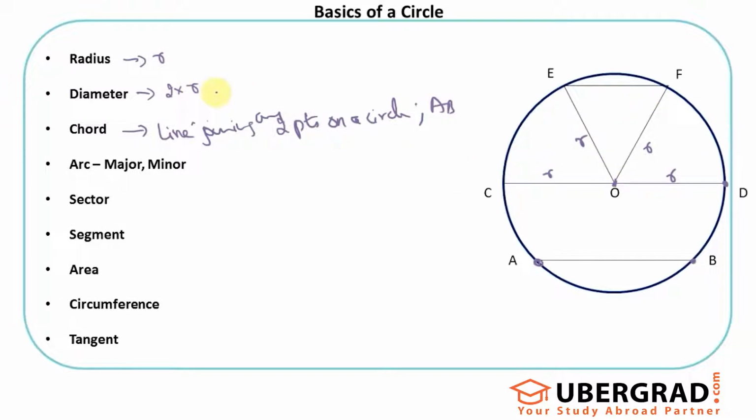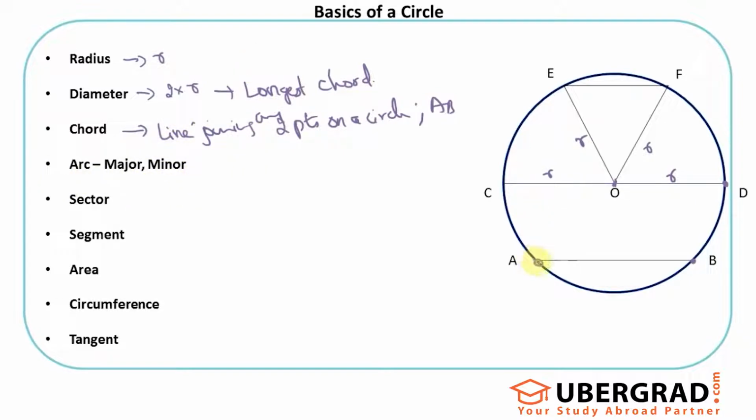An important point you need to understand is that diameter is the longest chord in a circle, because any other chord I can draw joining any 2 points would not be as long as the diameter. So a chord which passes through the center is automatically the diameter, and that's the longest chord you can draw in a circle.